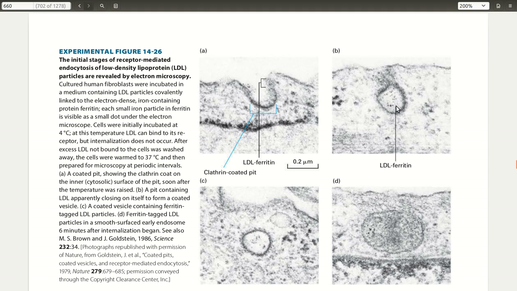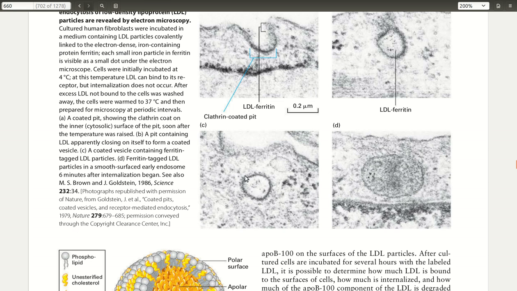And so over time this pit will become a budding vesicle, which will be pinched off by the dynamin protein. And once the budding occurs, the vesicle transporting the ferritin tagged LDL will make its way into the endosome, shown here in this micrograph.